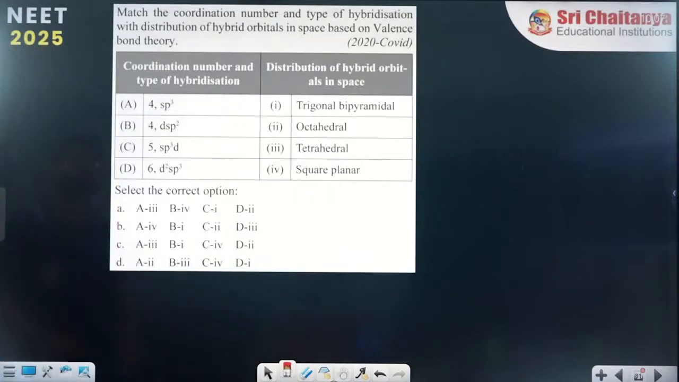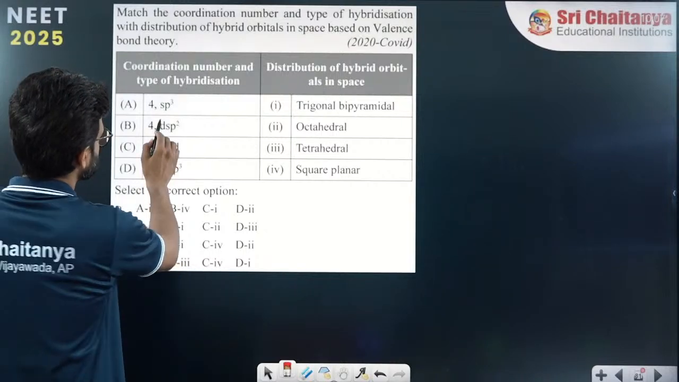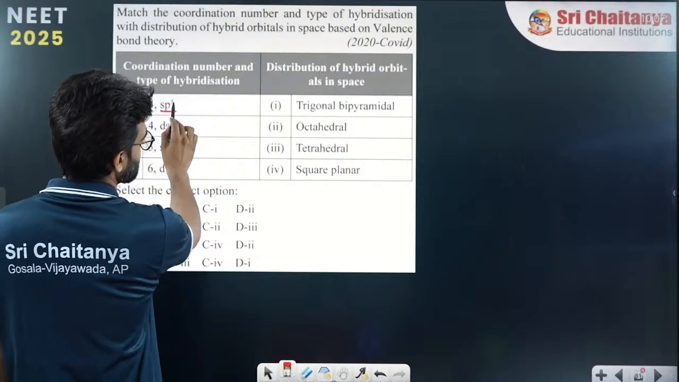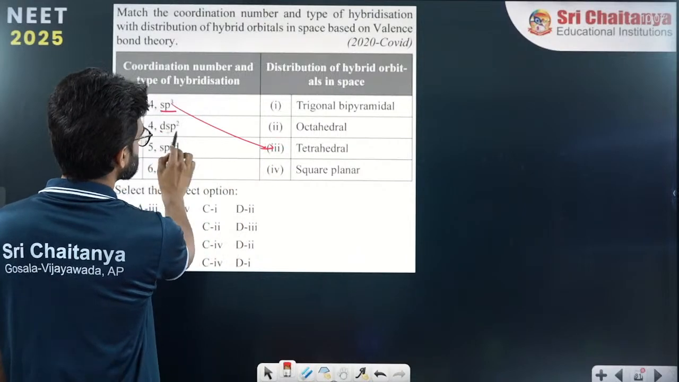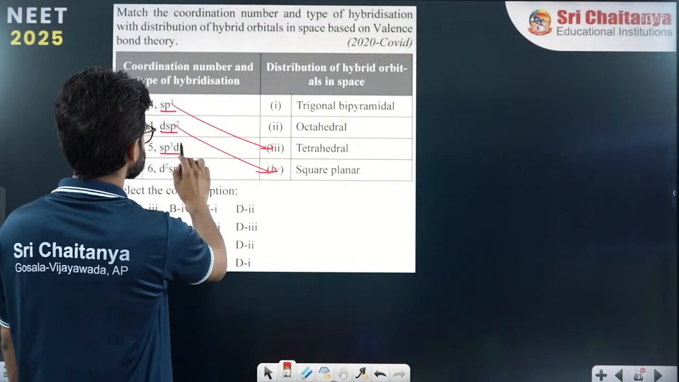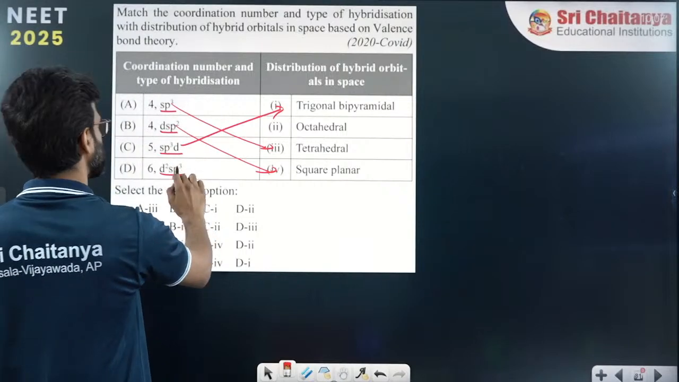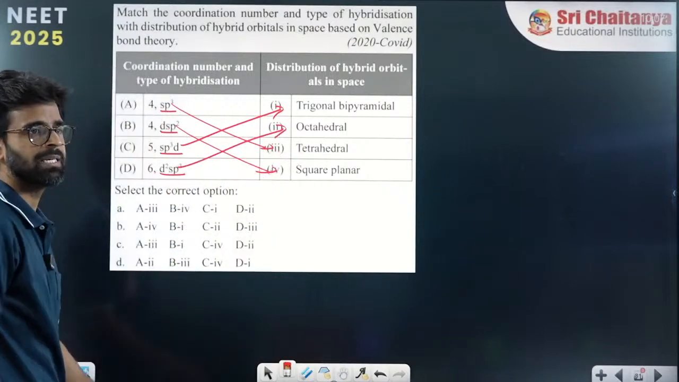Now we have here again a simple question. If something is sp3 hybridized, it is tetrahedral. dsp2 tells us that it is what? Square planar. sp3d is telling trigonal bipyramidal. d2sp3 or sp3d2, both are what? Octahedral. Easy.